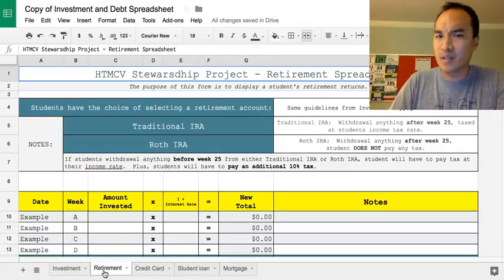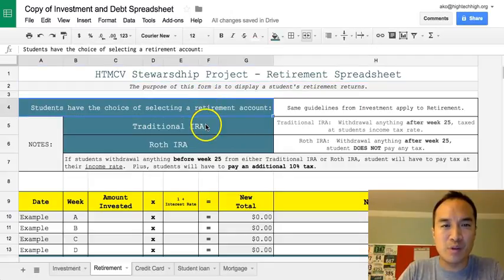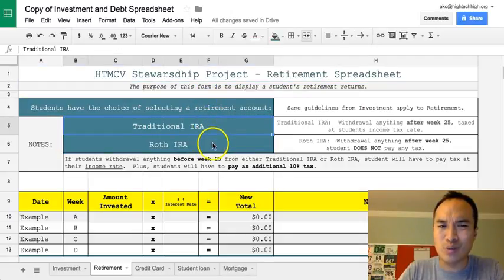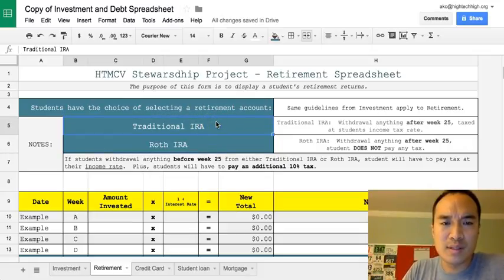As you notice, it looks like a different color, but kind of the same format. Let me move myself down here. So this is the retirement spreadsheet. The first thing you'll notice is there's a traditional and Roth IRA. What we're going to do is figure out which one the student chose.